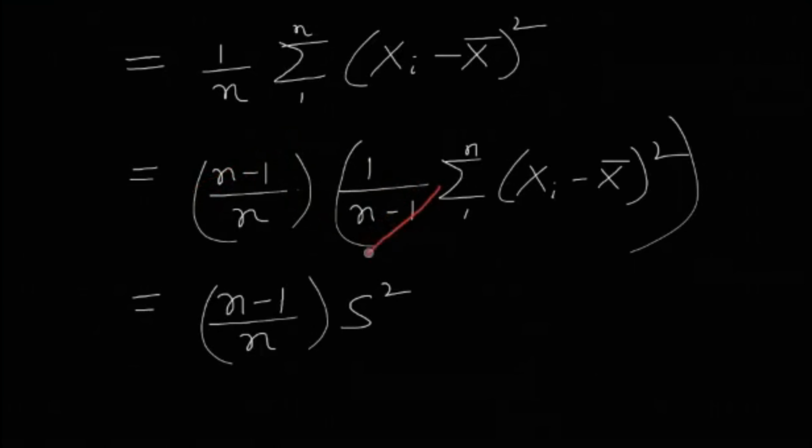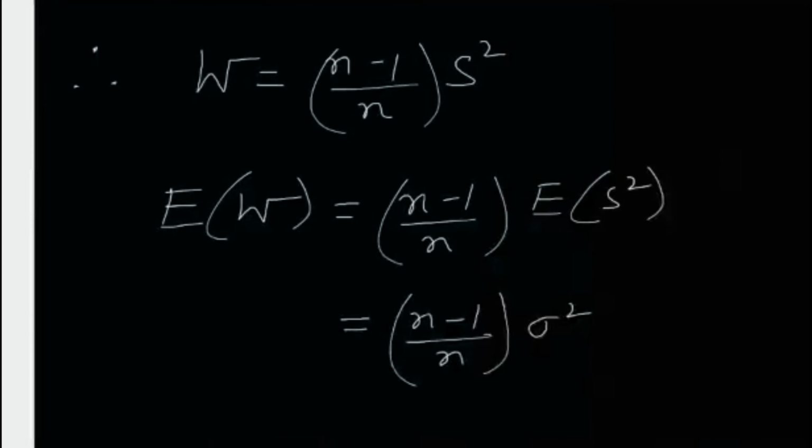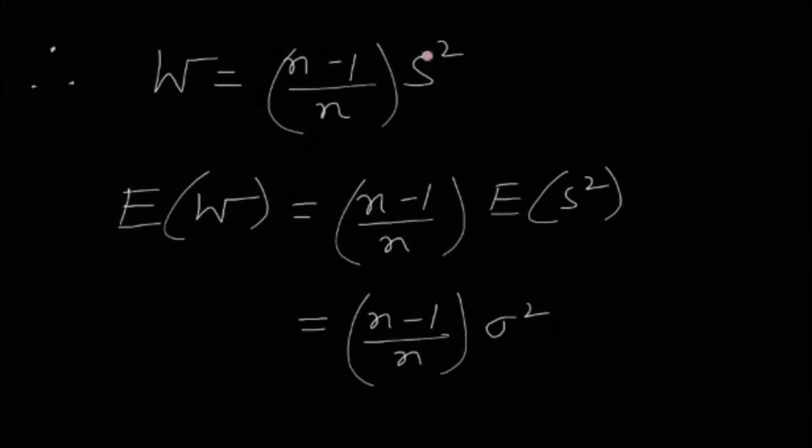This n minus 1 and n minus 1 cancels out. So 1 by n remains the same, but we're just using it. So this is ultimately n minus 1 by n into s square. S square is what? S square is the sample variance. So this entire w is actually nothing but n minus 1 by n into s square.